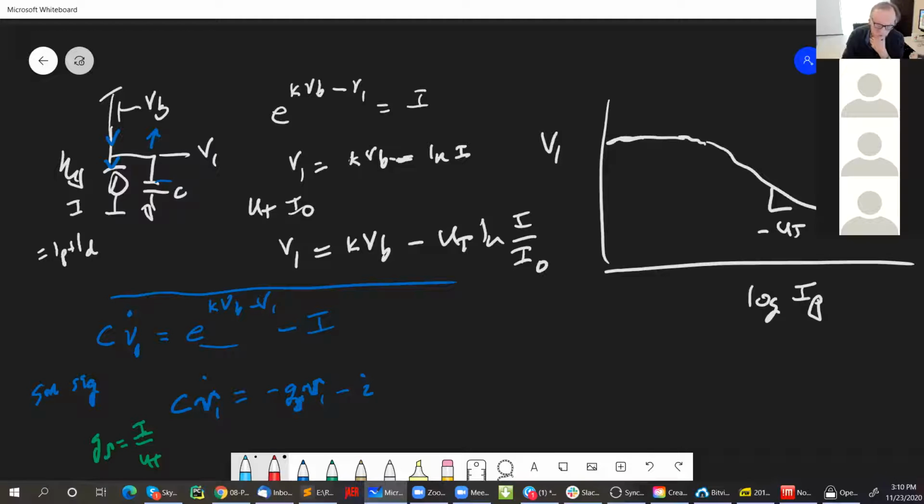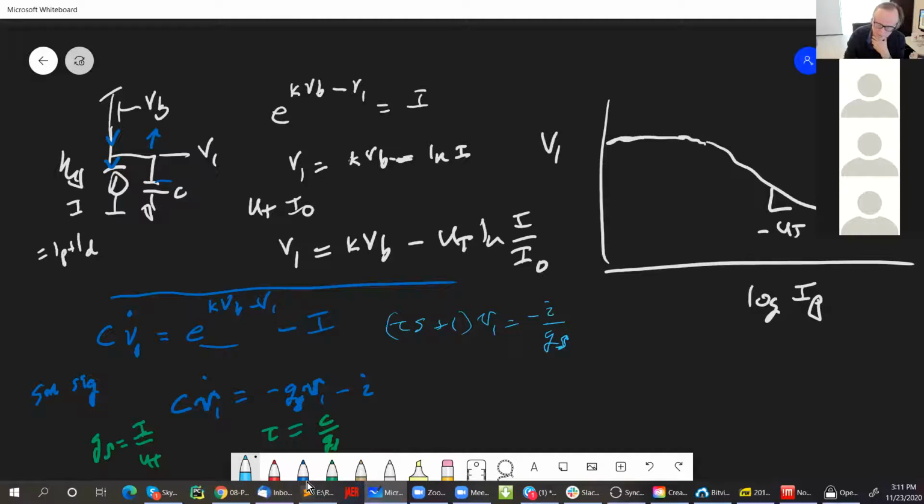First, let's put in a definition here that tau equals C over GS. That's the time constant. Okay, and then we can get rid of the dot here, and I'll do this in some other color to make it clear. So now when we divide by C over GS here, we get tau S plus 1, because we put it on the other side, V1 equals minus I divided by GS.